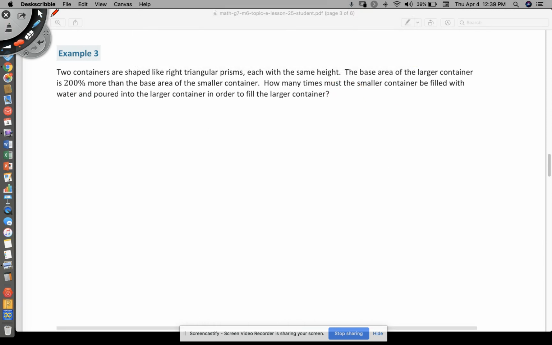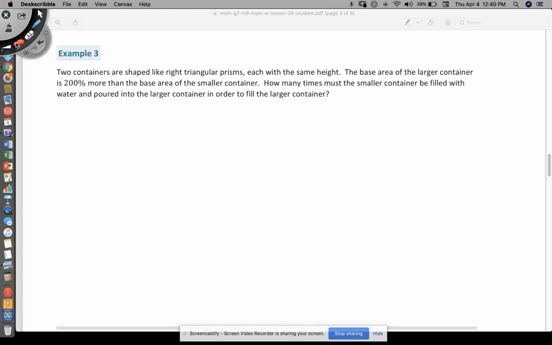Example 3 says, 2 containers are shaped like right triangular prisms, each with the same height. The base area of the larger container is 200% more than the base area of the smaller container. How many times must the container be filled with water and poured into the larger container in order to fill the larger container? So basically you have a small box and a bigger box.